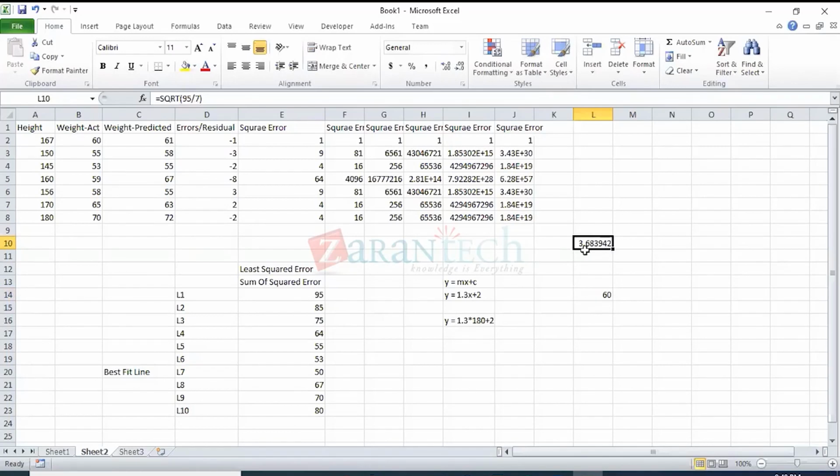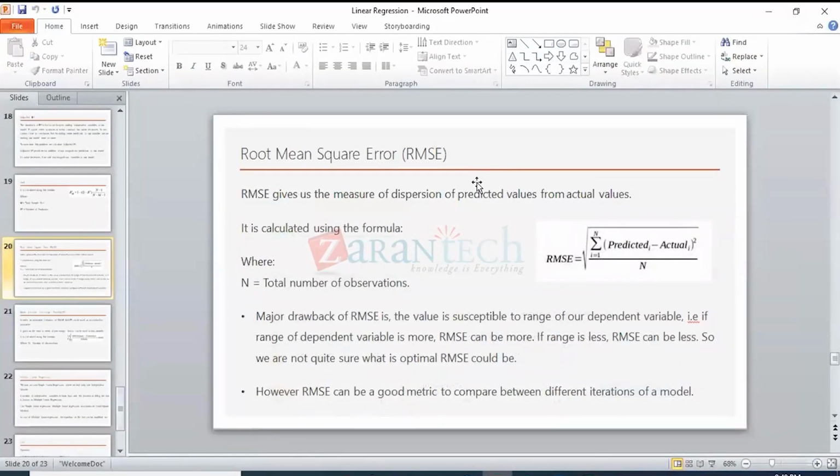In this case, it's 3.68. In the next iteration, if it is 2, then you can say that your model's accuracy has improved. If the predicted value is 60, then the actual value might be around 62 or 58 because the RMSE is 2. Okay, clear with RMSE? Yes. Okay.